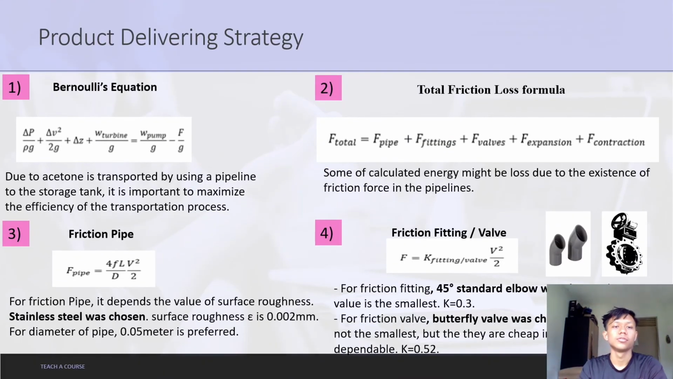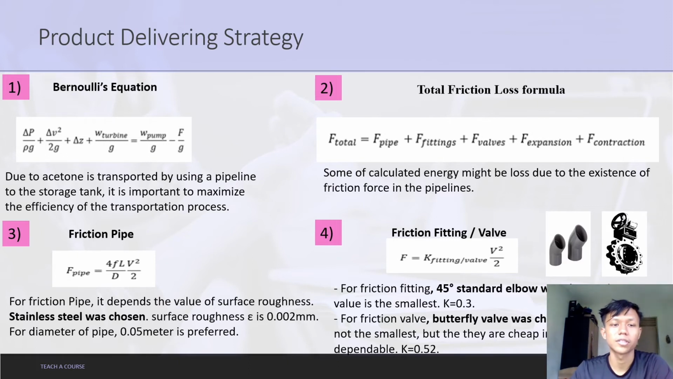Because the product, which is acetone, is transported by a pipeline to the storage tank, it is very important to maximize the efficiency of the transportation process. We can calculate it using Bernoulli's equation. Some of the energy calculated using Bernoulli's equation might be lost due to the friction force in the pipeline itself.